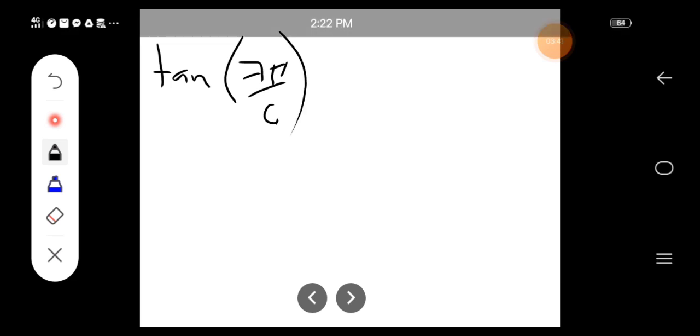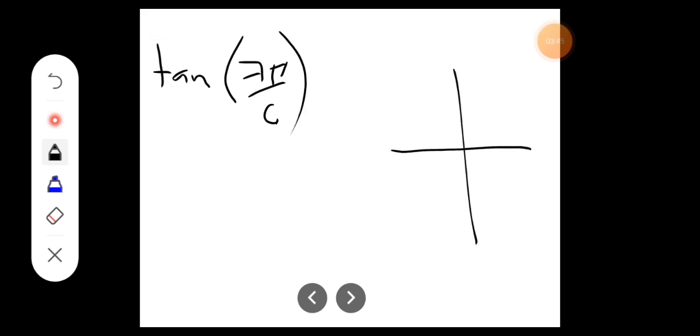Let's have another example. Let's evaluate tangent of 7 pi over 6. Let's plot it. So 7 pi over 6 is in quadrant 3. It forms a reference angle of pi over 6, and pi is 180. So 180 over 6 is 30. So we got our reference angle of 30.